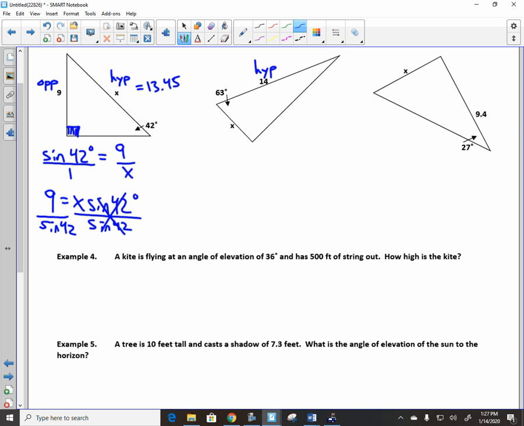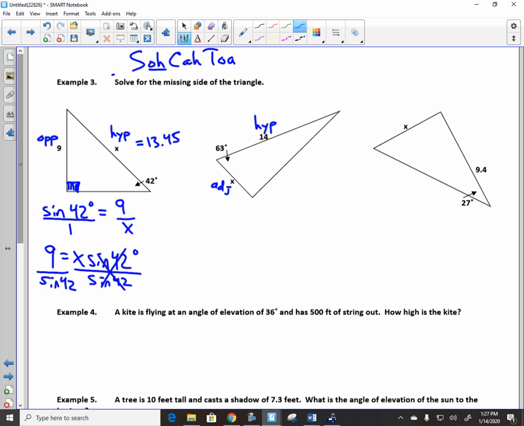Which side is x? It's the adjacent. So will I use sine, cosine, or tangent? Why do I use cosine? Adjacent and hypotenuse. So I have the cosine of what's my angle? 63 is equal to? It's adjacent over hypotenuse. So yep, it's x over 14.